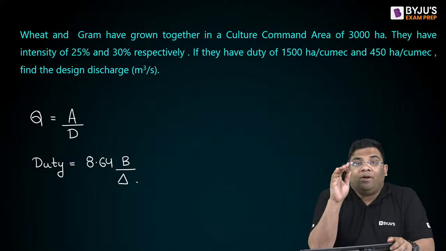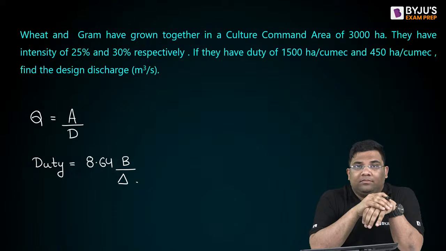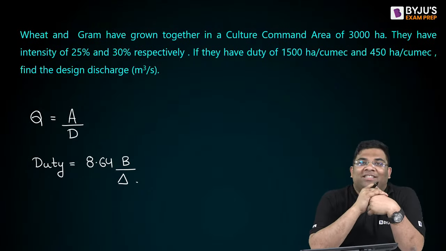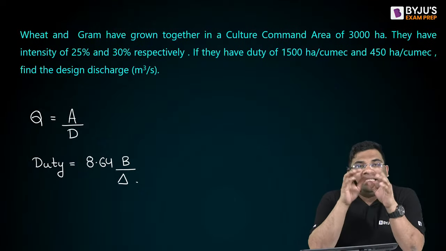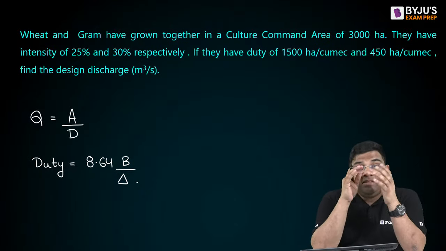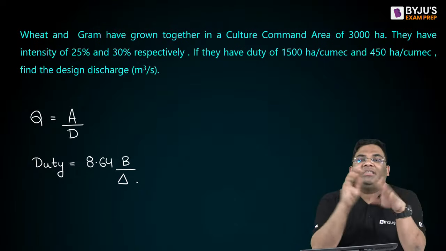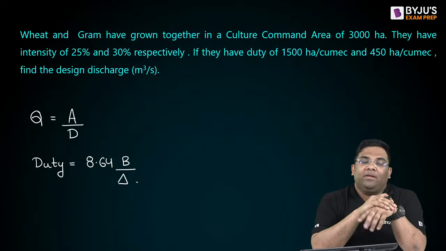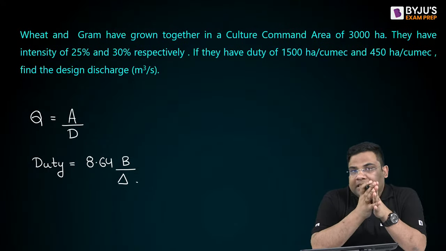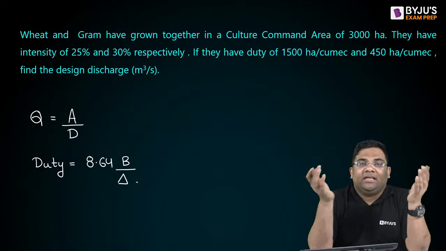Now, when we are doing irrigation of two crops, if both the crops are in the same season, what do I have to do? I have to add their discharges and find out the final discharge. If they are in different seasons, then I have to find the different discharges and take the maximum one. Because we have two seasons for our crops, Kharif and Rabi. So if both are in the same season, I will add the discharges. If they are in different seasons, I will take the maximum one.